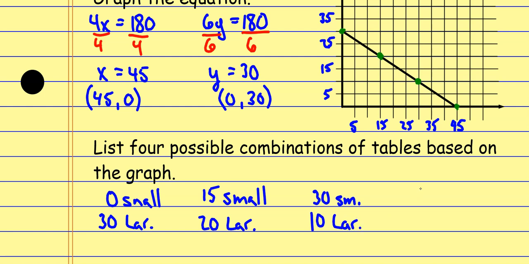And then the last one is the x-intercept. That was 45 small tables and 0 large tables. And see, it's important to look at that and identify other ordered pairs that aren't here. There's a bunch of other combinations that we could use. And in fact, we could have seats that are empty, but that's probably going to cost us more money in terms of the rental.